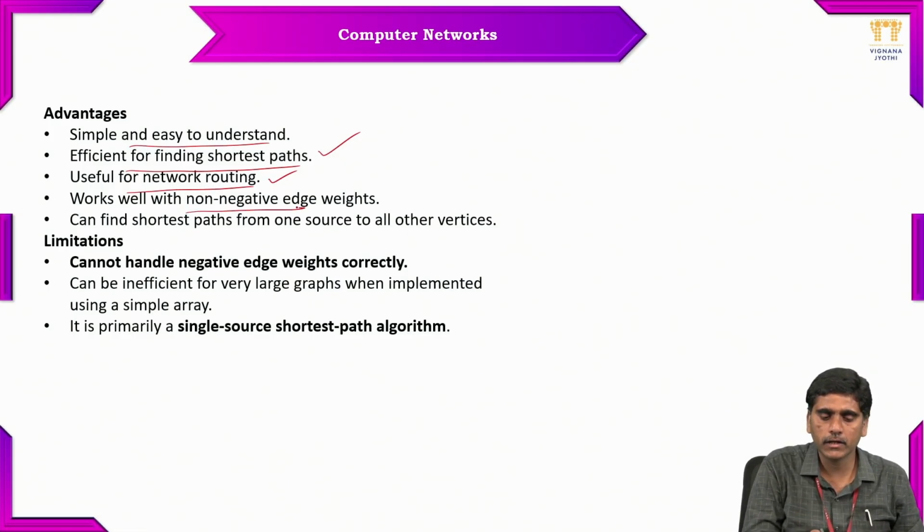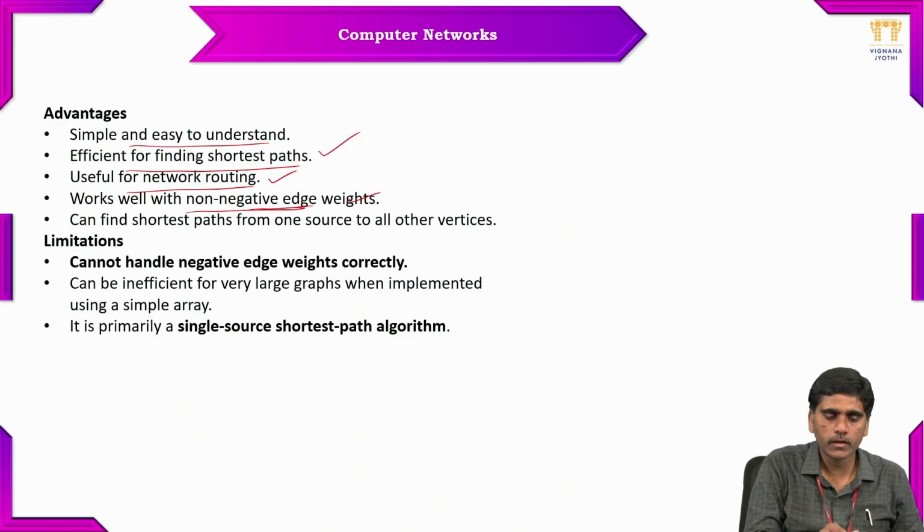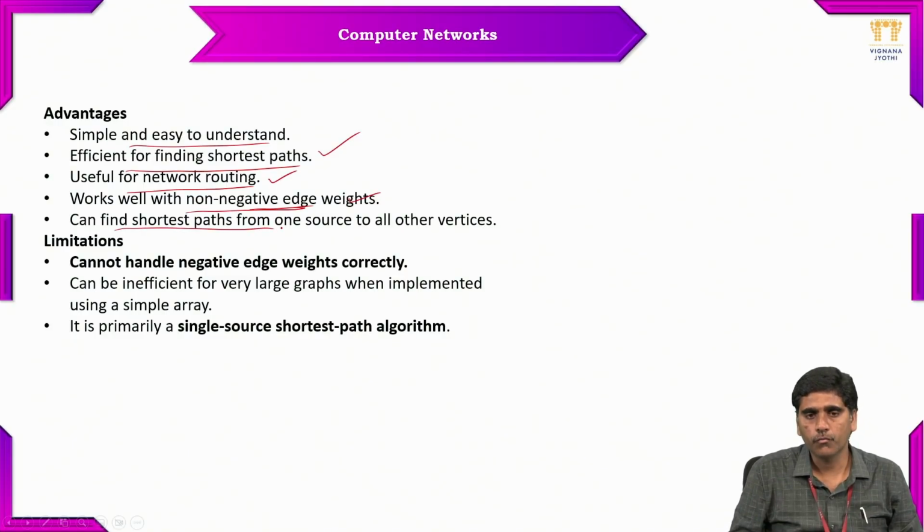It works well with non-negative edge weights. We have seen two examples with non-negative edge weights. If we have negative edge weights, then it won't work properly. And it can find the shortest path from one source to all other vertices. Because of that, we can find the distances for all the vertices. Even if a vertex has a certain distance, we can calculate a smaller distance and compare. If the new distance is smaller, then update it in the original distance place.